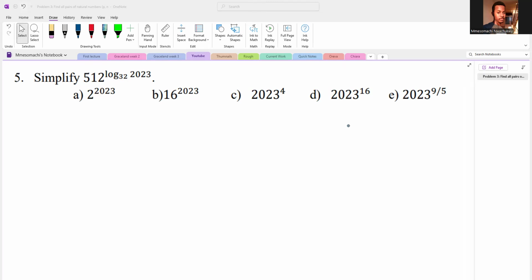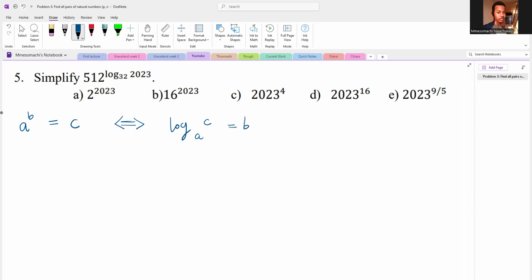So it says simplify 512 to the power of log to base 32 of 2023. So this is an interesting problem. Basically, if we have something like a to the power of b being equal to c, and we want to make b the subject of the formula, you can say, if we're asking to what power must you raise a to get c, that's equal to b.